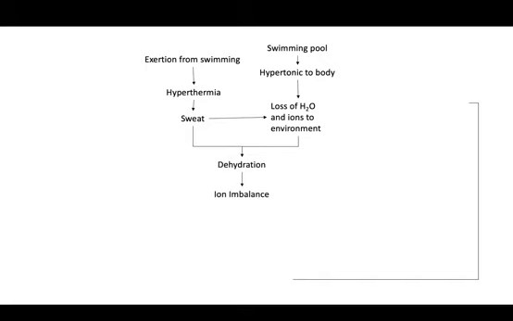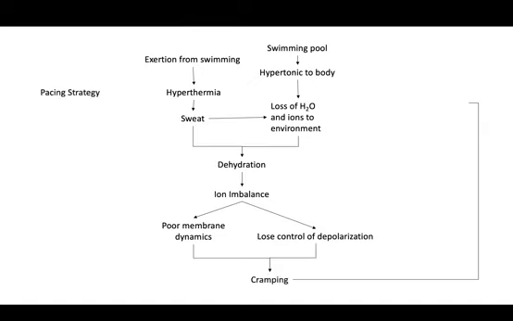The combination of the sweat plus the loss of water to the environment due to the osmotic conditions is going to lead to dehydration. That dehydration is going to lead to ion imbalance. That ion imbalance is going to lead to poor membrane dynamics and the loss of the control of depolarization. So we're not going to be able to regulate and control when muscles are being recruited. That leads to cramping.